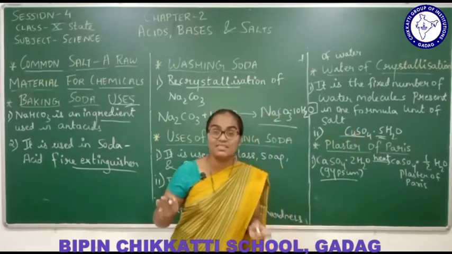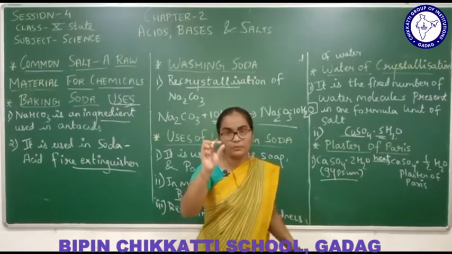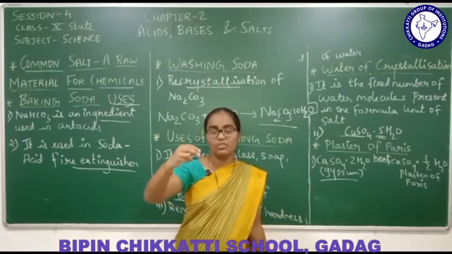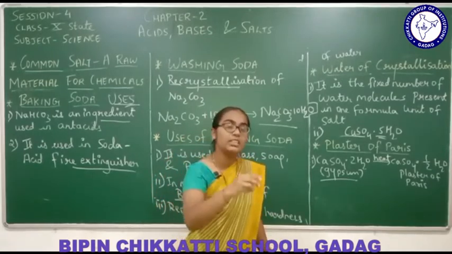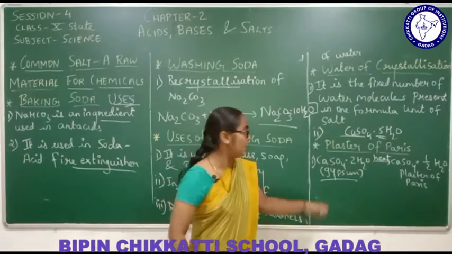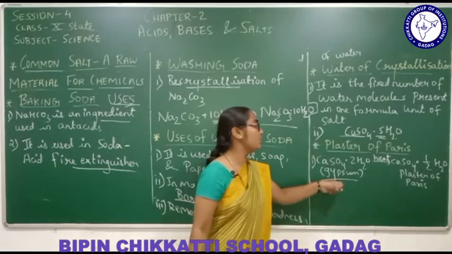Now gypsum is nothing but a fixed number of water molecules, which is 2 water molecules, present within 1 unit formula of the salt, which is calcium sulfate, right? So in calcium sulfate, 2 water molecules are present. So this is nothing but called gypsum.